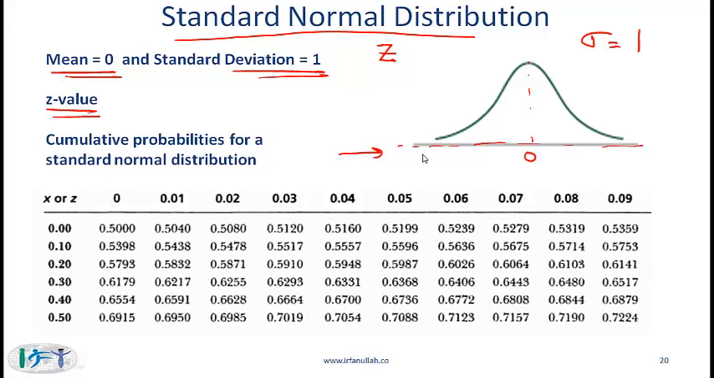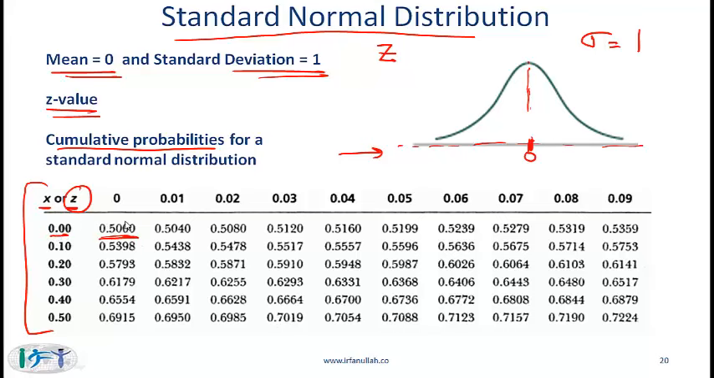You need to learn how to read the probability distribution table, and an excerpt is given over here. The probabilities given over here are cumulative probabilities for a standard normal distribution. Notice that they are calling this x or z. So generally you will see this denoted as a z value. A z value of 0 is this point over here. And notice that the cumulative distribution for a z value of 0 is 0.5.